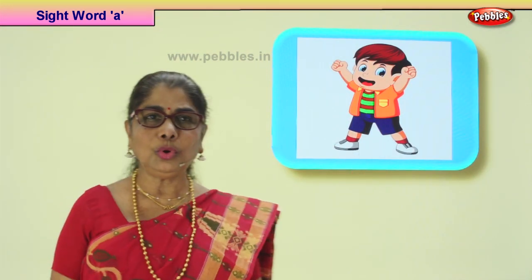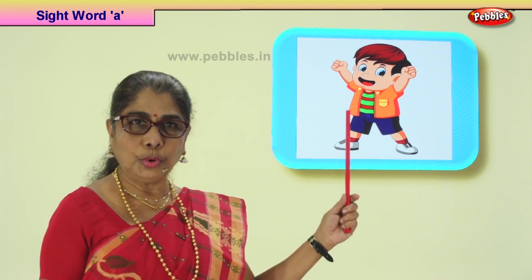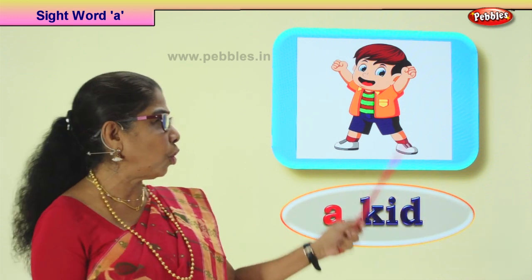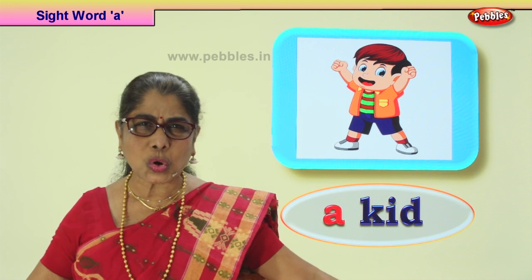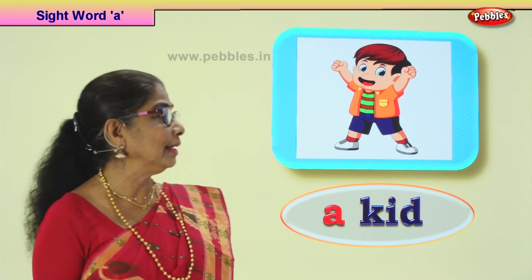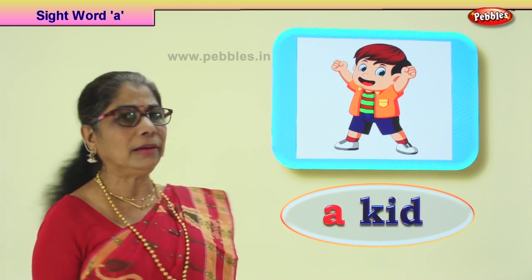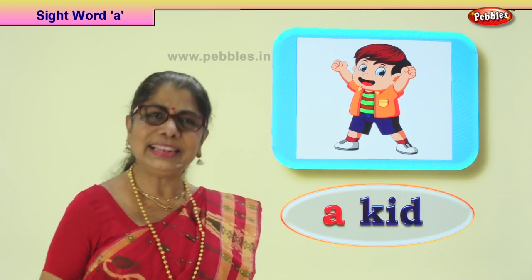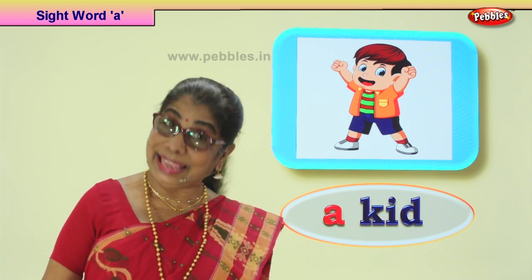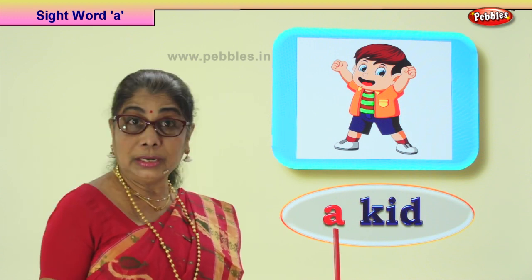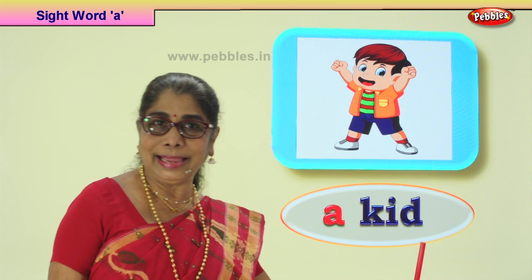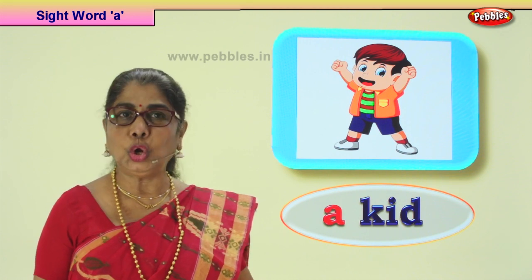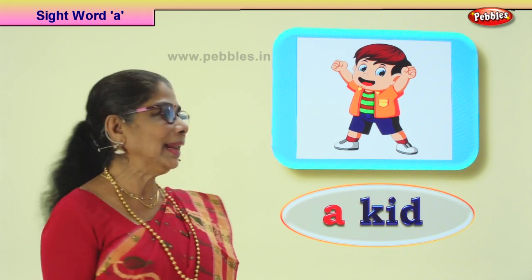Look. What do we have here? A little boy. What's he doing? He's saying, look at me. I'm a little kid, but I'm strong. I can fight. I can play anything, he says. Or probably he's angry. Look at his mouth. Little kid. Now, what is kid? A little boy. A little child, we say kid. The sight word, read on, a kid. A kid. Good. Very good. Let's take our next picture.